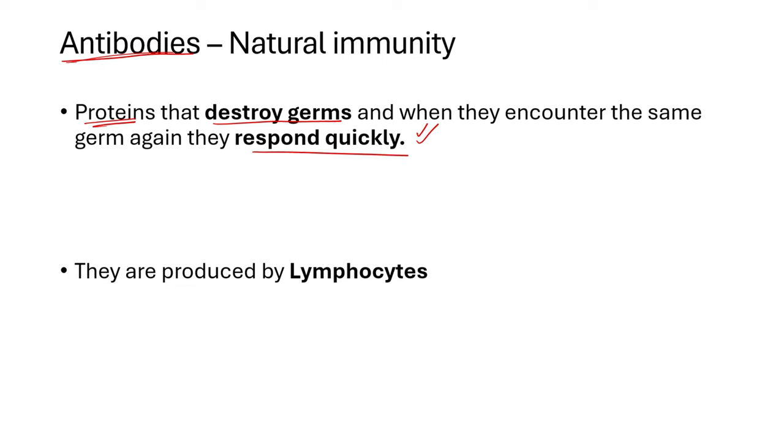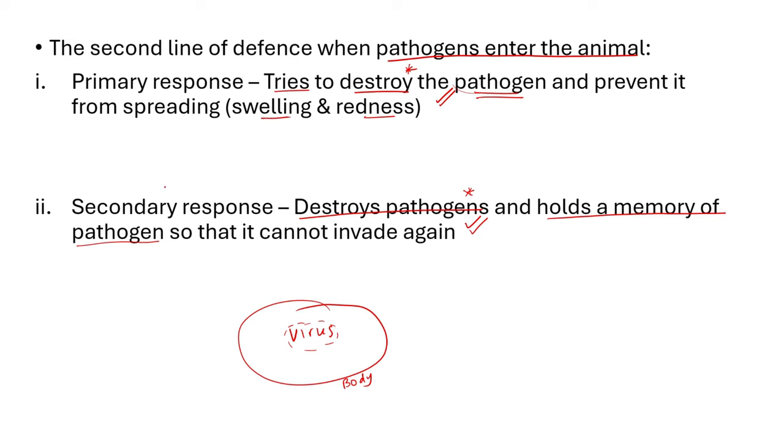As I have said in the previous slide, the secondary response will destroy the pathogen. How will it destroy the pathogen? It will send these proteins that are known as what? As antibodies. These antibodies are the proteins that attack or destroy a particular pathogen, a particular microorganism that can cause disease. It is destroyed by those proteins known as antibodies. So antibodies destroy a what? Destroy a pathogen. So they attack and they destroy it.